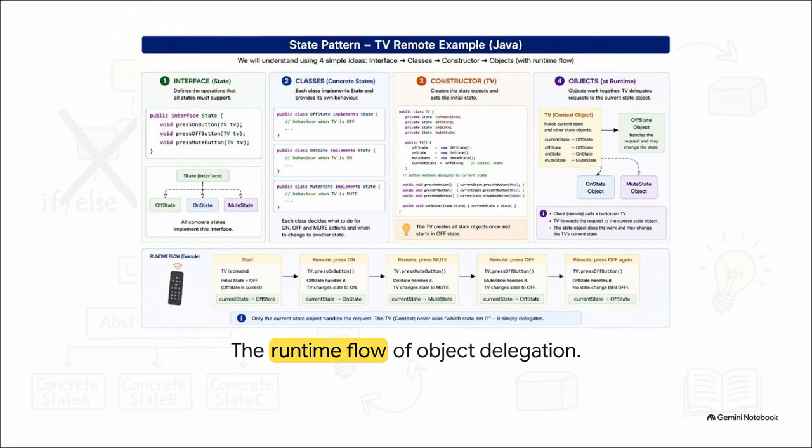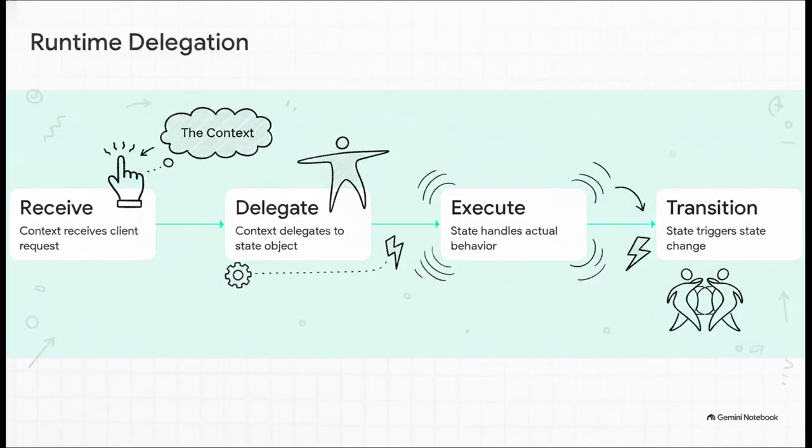The context never once checked its own state. It just blindly trusted the state object to do its job. Let's break that execution down step by step so you can clearly visualize this delegation happening in real time. Step one, the context receives the request from the client. Someone presses a button. Step two, the context immediately delegates that request to whatever state object it currently holds. Step three, that concrete state executes the actual behavior. And finally, step four, if a state change is needed, the concrete state tells the context to transition to the new state. It is just a perfectly choreographed dance.